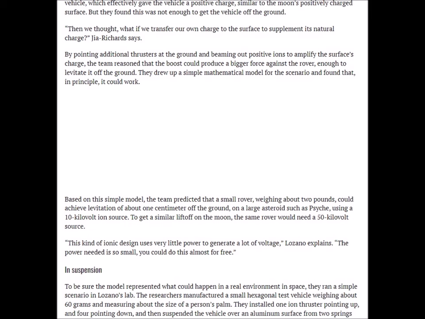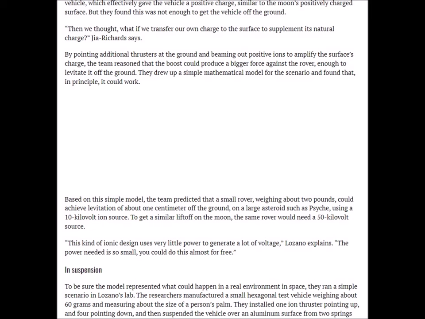Based on this simple model, the team predicted that a small rover weighing about 2 pounds could achieve levitation of about 1 centimeter off the ground on a large asteroid such as Psyche using a 10 kilovolt ion source. To get a similar liftoff on the moon, the same rover would need a 50 kilovolt source. This kind of ionic design uses very little power to generate a lot of voltage. The power needed is so small that you could almost do it for free.